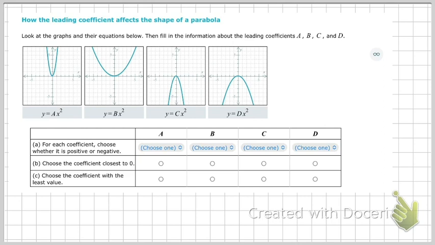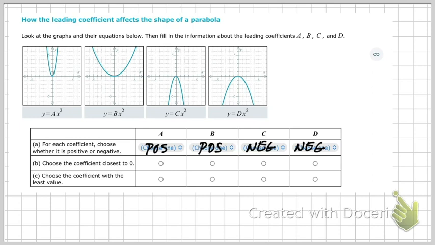In this problem, it's saying for each coefficient, choose whether it is positive or negative. So the coefficient, this A is referring to this A. This B is referring to this B. So positive, you probably know this without even learning transformations. You know if a parabola opens up, it's positive, as in A and B, and if a parabola opens down, it's negative. And now you know that there's a connection between that and the overall discussion of transformation.